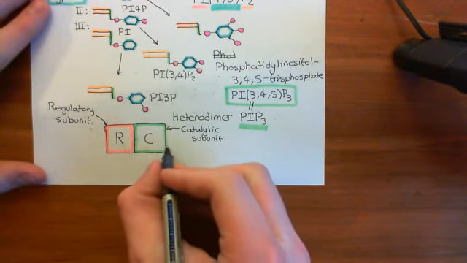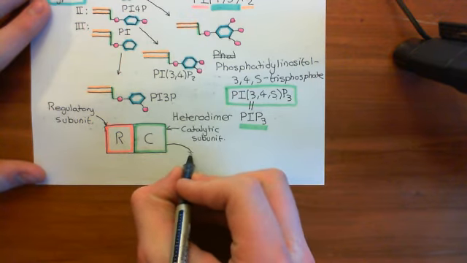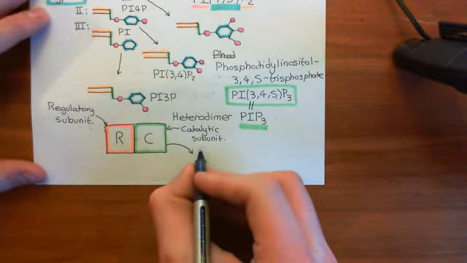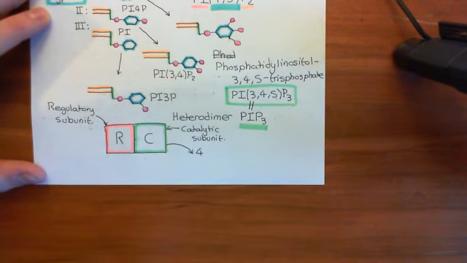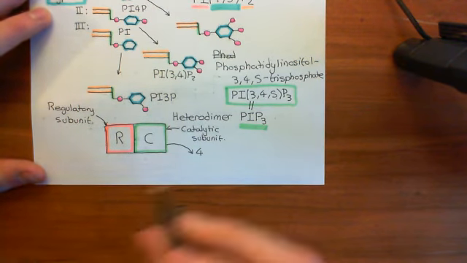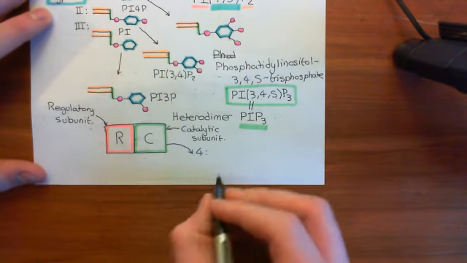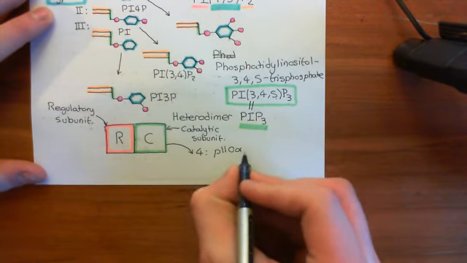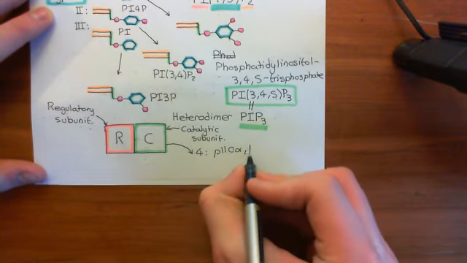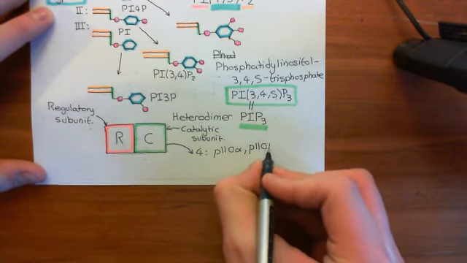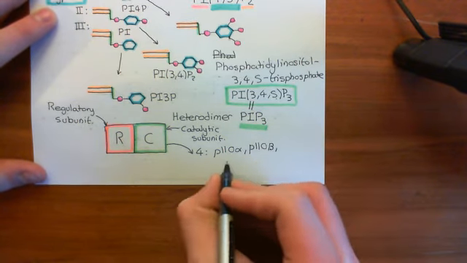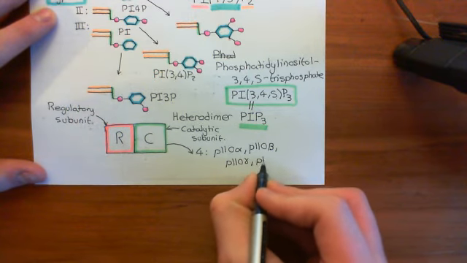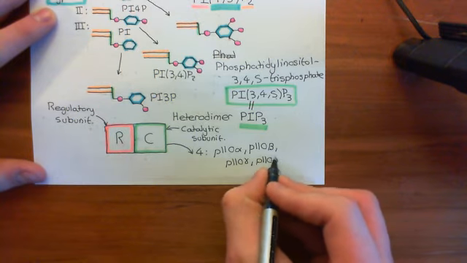Okay, so let's start off with the catalytic subunits. There are 4 different catalytic subunits of phosphoinositide 3 kinase type 1 enzymes. These are known as P110 alpha, P110 beta, and then we continue on down the Greek alphabet, P110 gamma, and then finally P110 delta.